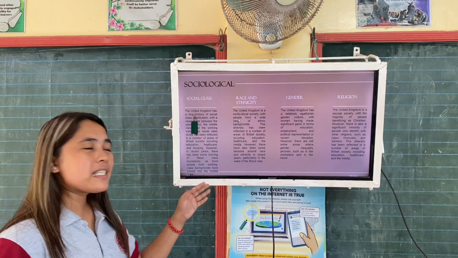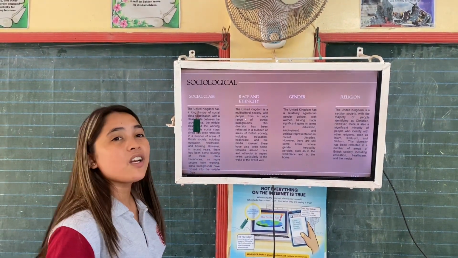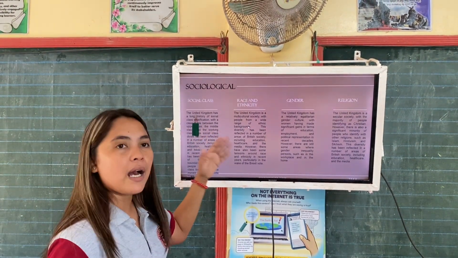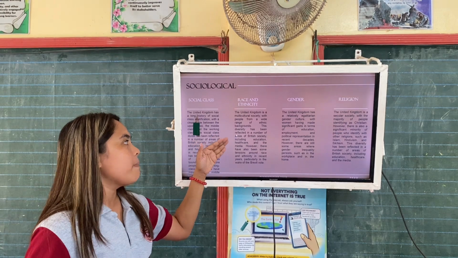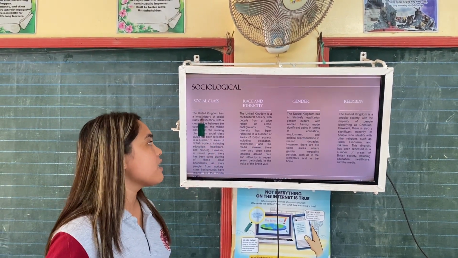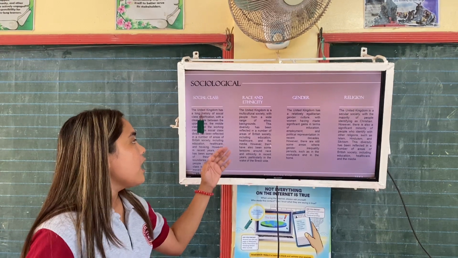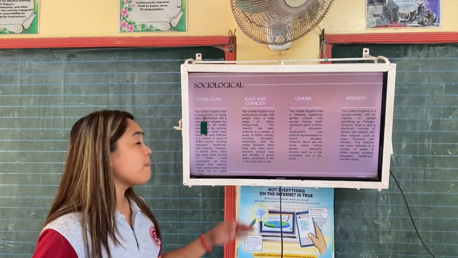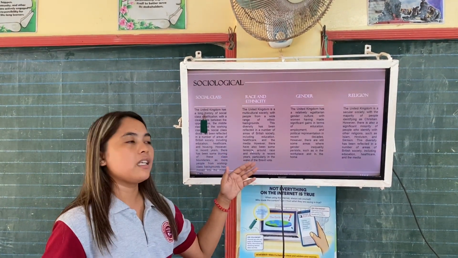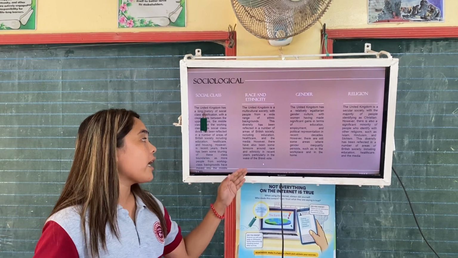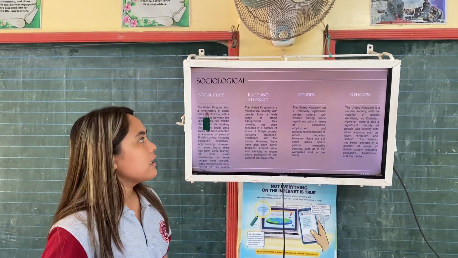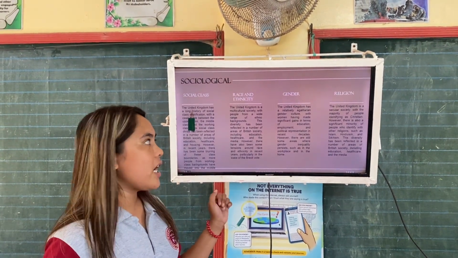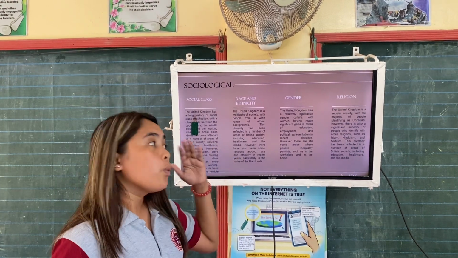And then in terms of race and ethnicity, the United Kingdom is a multicultural society with people from a wide range of ethnic backgrounds. This diversity has been reflected in a number of areas of British society, including education, healthcare, and the media. However, there have also been some tensions around race and ethnicity in recent years, particularly in the wake of the Brexit vote.